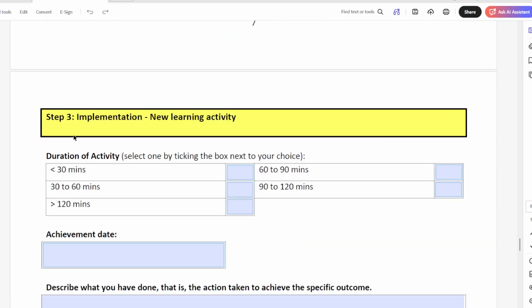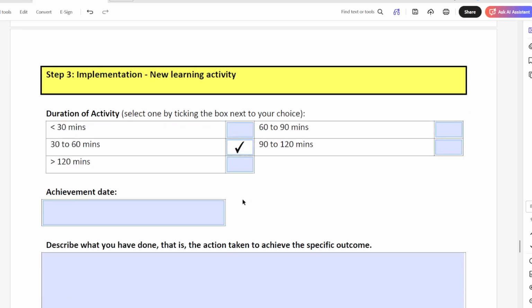Next, moving on to step 3, the implementation. It asks you the duration of activity. How long did it take you to conduct the public health campaign from start to finish? Normally, it would take you 90 to over 120 minutes, hours to conduct the campaign from the planning to eventually implementing it. So think of the activity. If it's counseling, maybe it took you less than 30 minutes, or if it's compounding or dispensing, then it took you less. If it was a training, maybe it took you 30 to 60 minutes, then you choose the time.